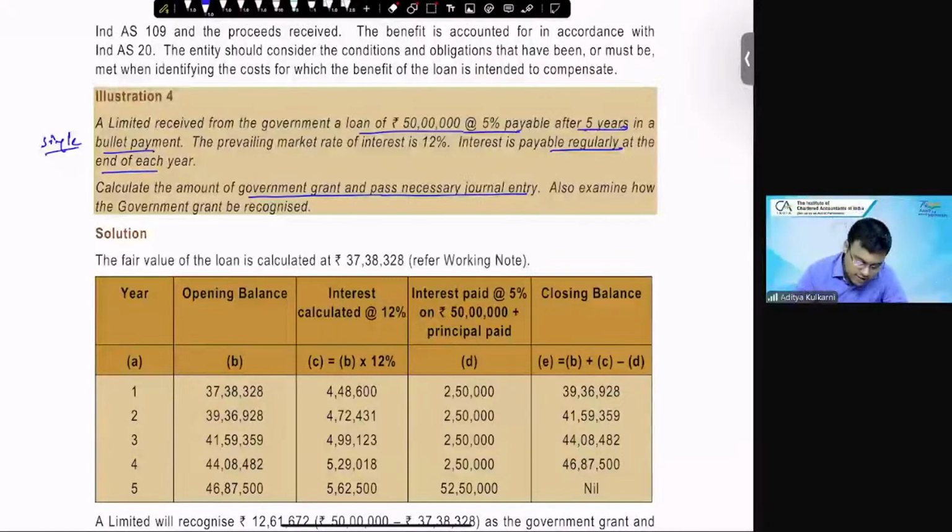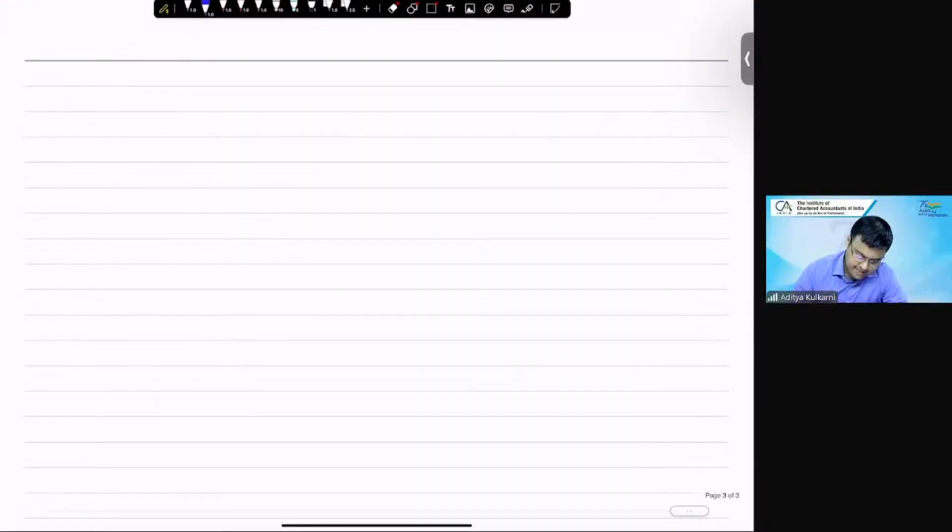So what Ind AS 109 tells us is the present value of all future cash flows discounted at the market rate of interest becomes the present value, the fair value of the loan. So what is your outflow? 50 lakh into 5% every year, 2 lakh 50, 2 lakh 50, 2 lakh 50 is something which you are going to incur as an outflow.